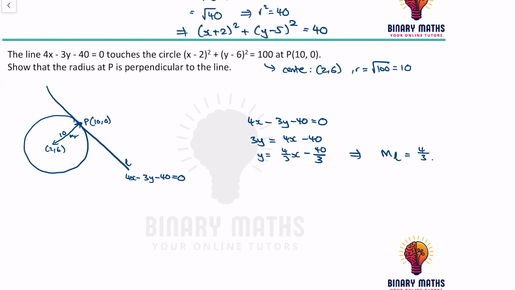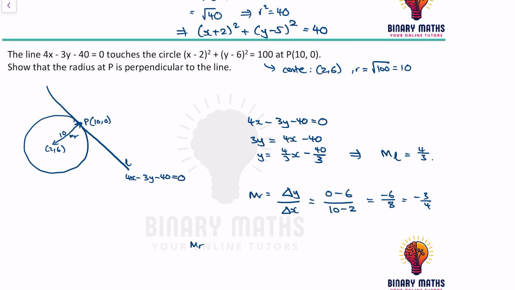So, the gradient of the radius. If I want to work out the gradient of the radius, it is change in y over change in x. So it's 0 minus 6 over 10 minus 2, which gives me negative 6 over 8, which is equal to negative 3/4.